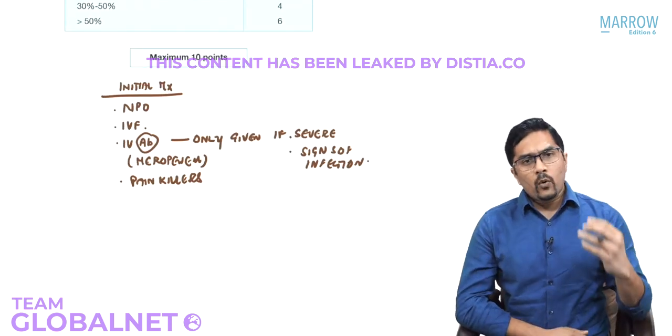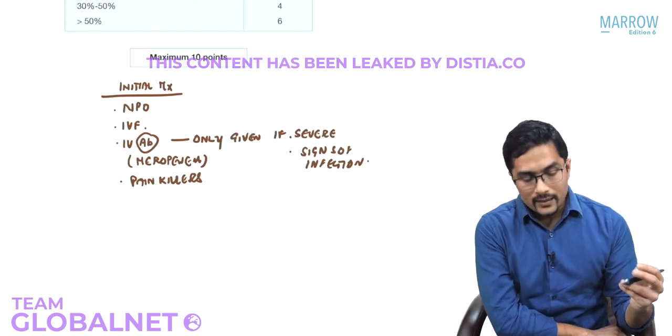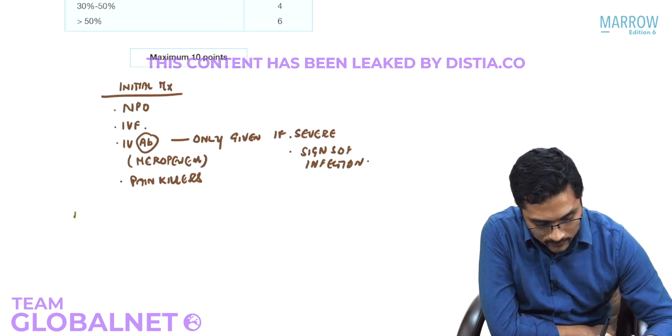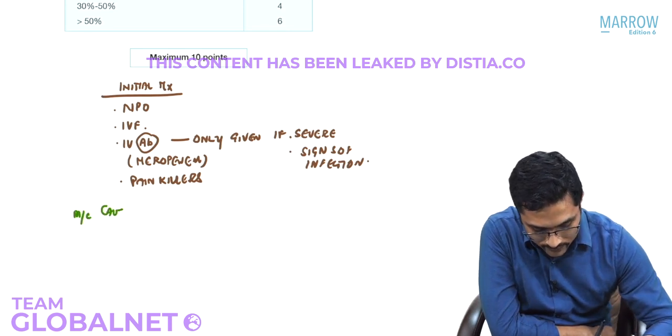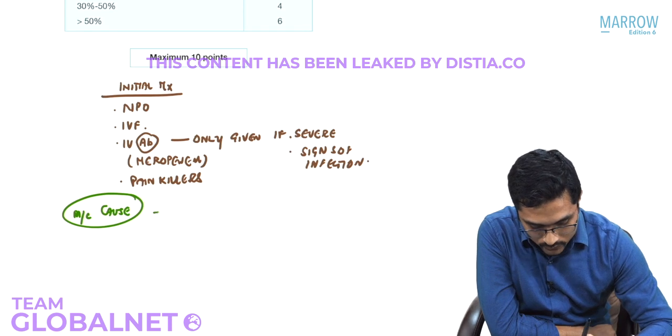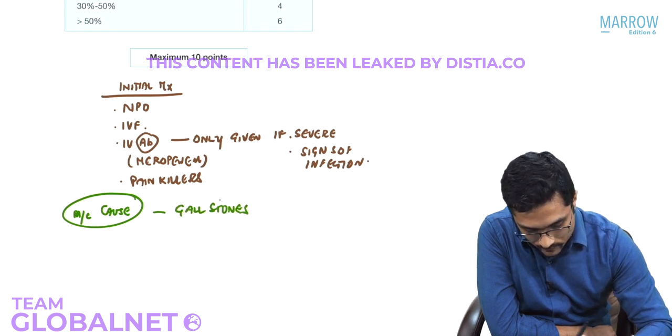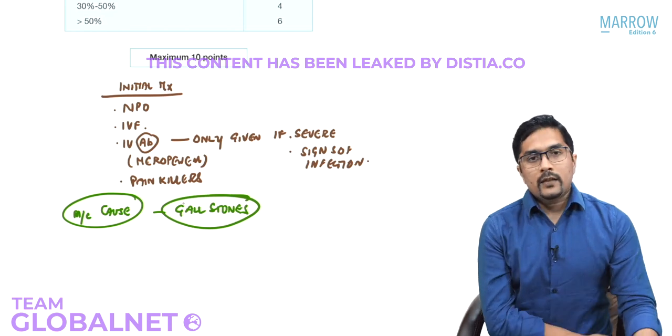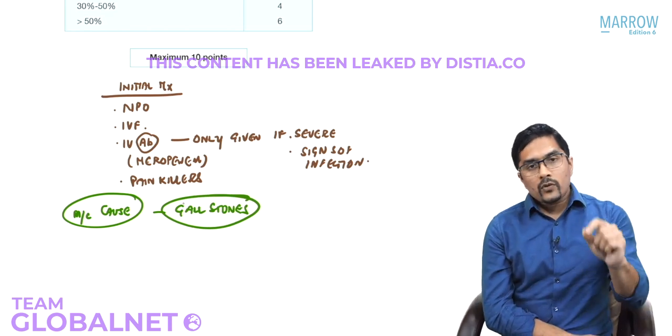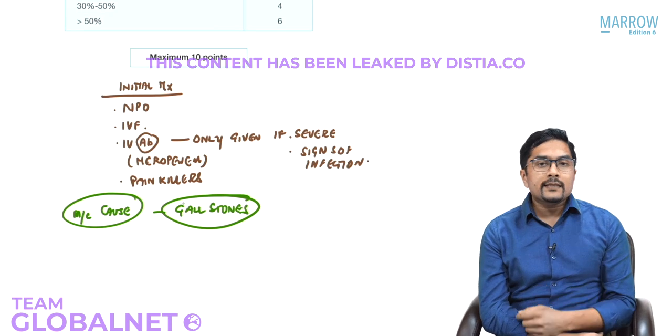Now, what is the most common cause of acute pancreatitis? You know that the most common cause of acute pancreatitis is not alcohol. Most common cause is gallstones.